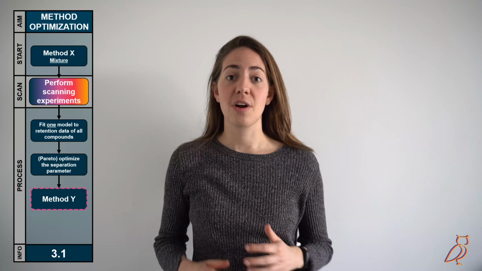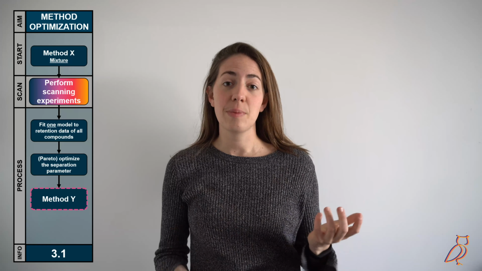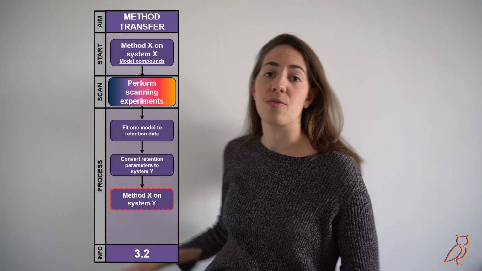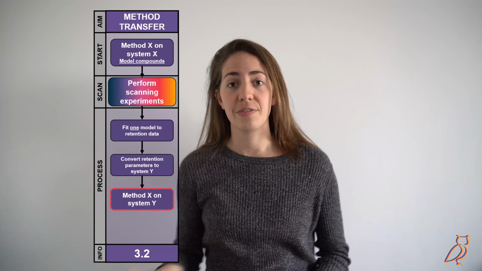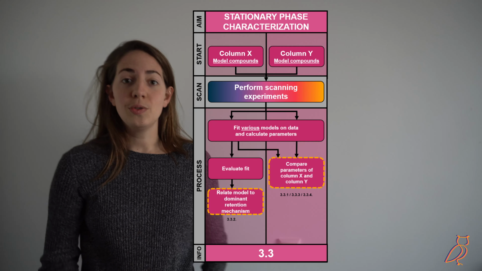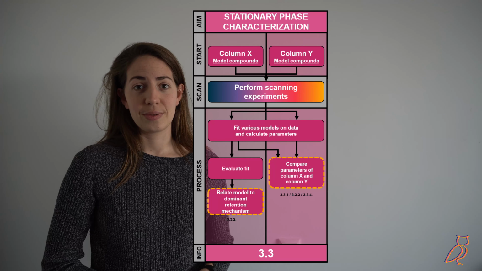So, the first approach is method optimization, where we start from a very badly separated sample and try to optimize it to a very nice separation with retention modeling. The second approach is method transfer, where we use retention modeling to get the same separation on different systems. In the third approach, we use retention modeling to compare columns and to characterize dominant retention mechanisms.